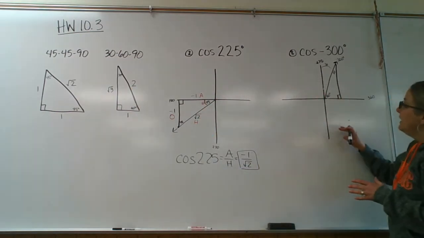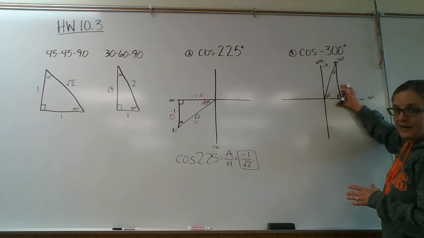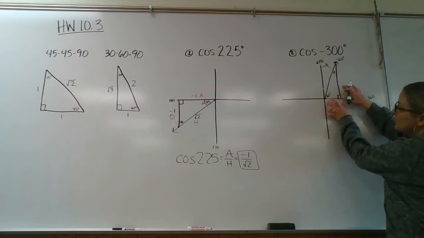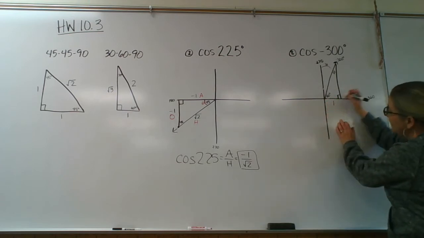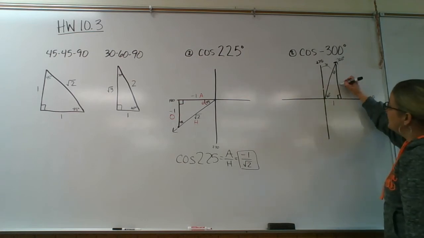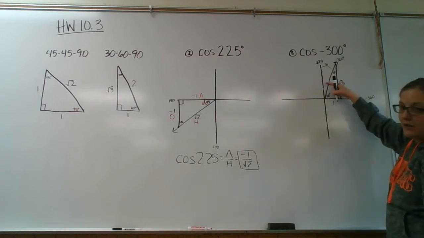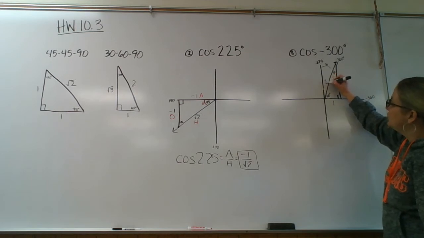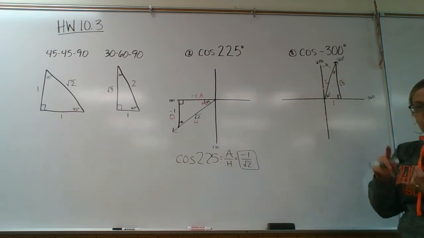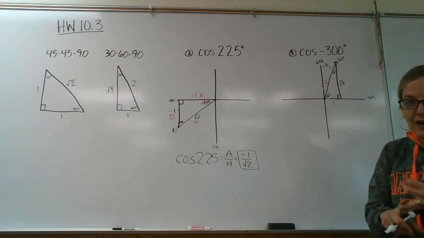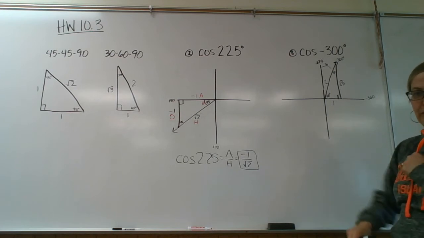Take a look. Okay, here's my right angle. These are my two legs. This is the short one. We're going to label him 1. This is the long one. We're going to label him square root 3. And the hypotenuse is going to be 2. Okay, so I've drawn my angle. I've drawn my triangle. And I've now labeled my 3 sides.